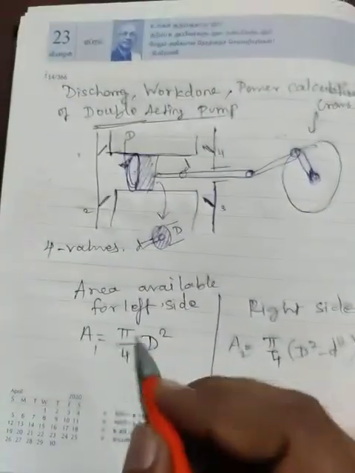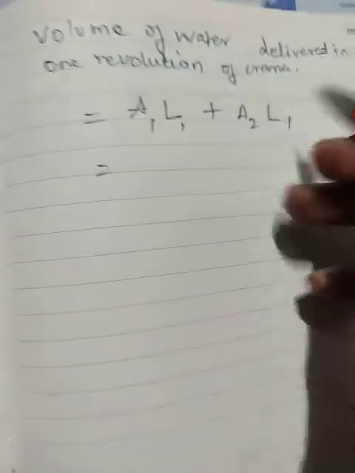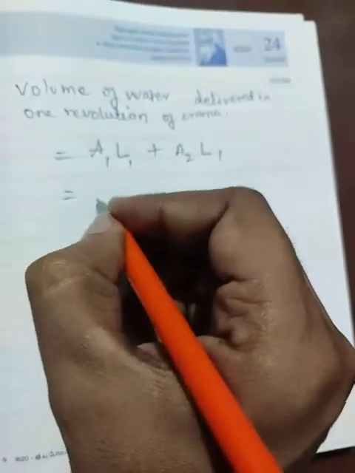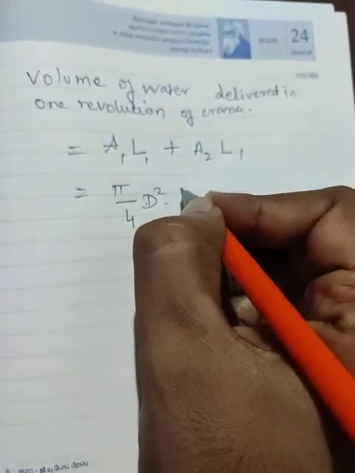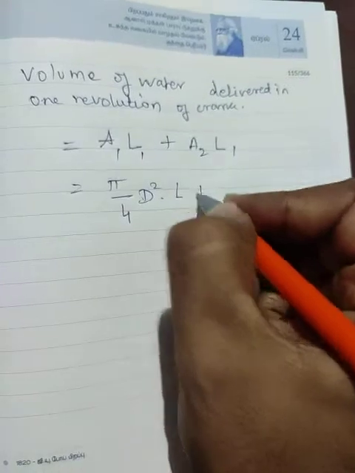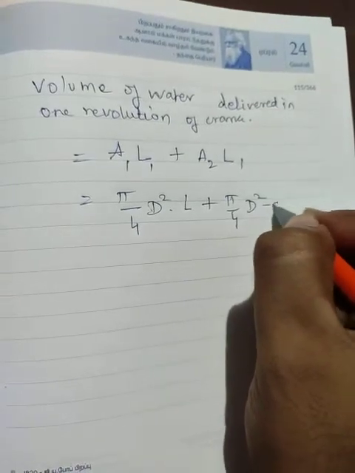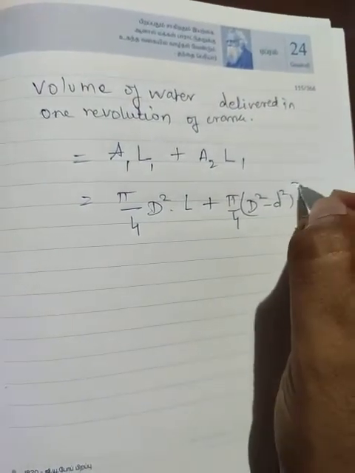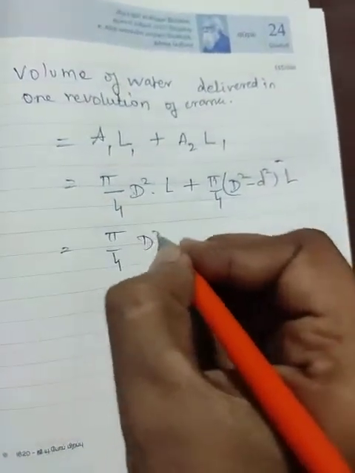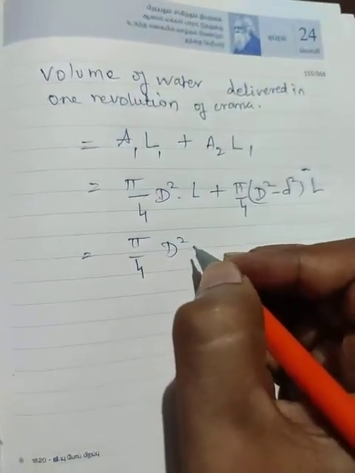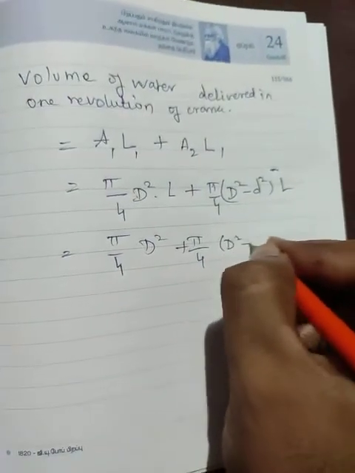Here both sides are there. So volume 1 we can calculate from A1 L, and volume 2 from A2 L. We put L the same for both because the piston has a constant stroke length for both reciprocations. For each reciprocation it will travel a length L, so that is why we kept it common. In total, pi by 4 capital D square into L plus pi by 4 into capital D square minus small d square into L is the volume available for the fluid to fill inside the reciprocating pump.